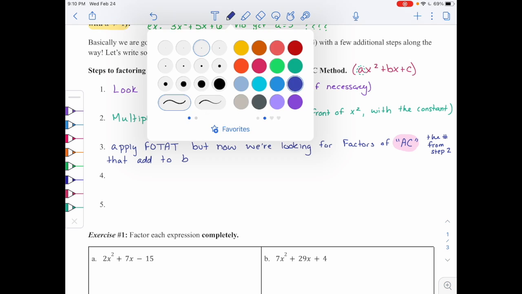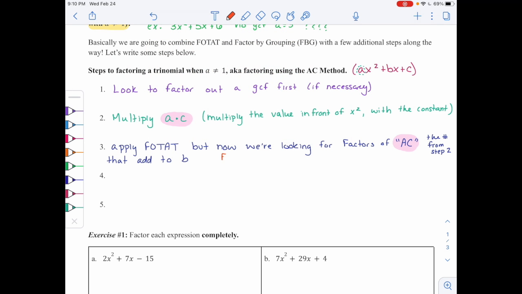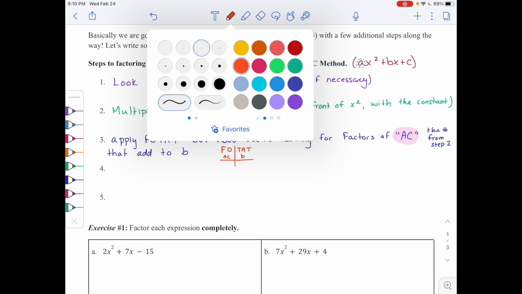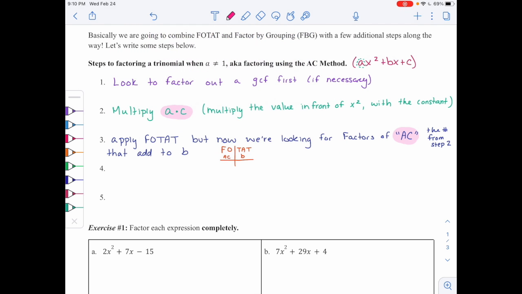So apply FOTAT, factors of AC that add to B, right? So really that's going to look something like, I'm going to squeeze in a little table here, factors of AC that add to B. And we're just going to list them out like we normally do. Once we get those factors, again, it's going to look a little different. We don't just go straight to factored form, right? Normally with FOTAT, we get our factors and we go straight to factored form. Here, with the AC method, once we have those factors, we're going to use the two factors to split the middle term.